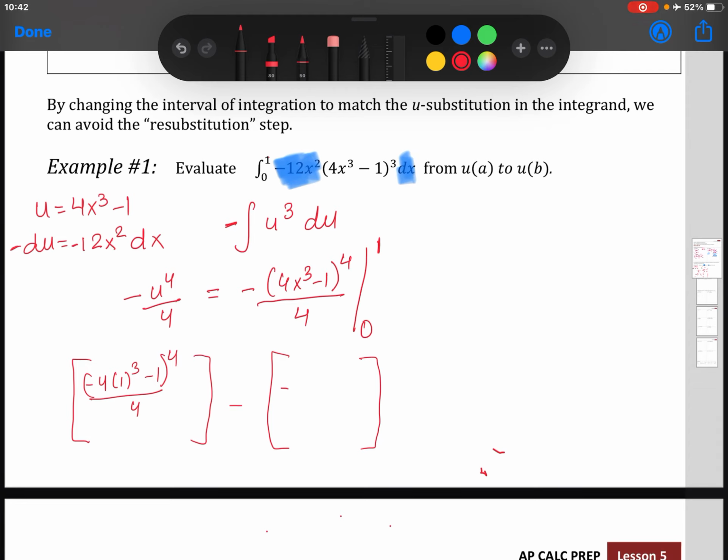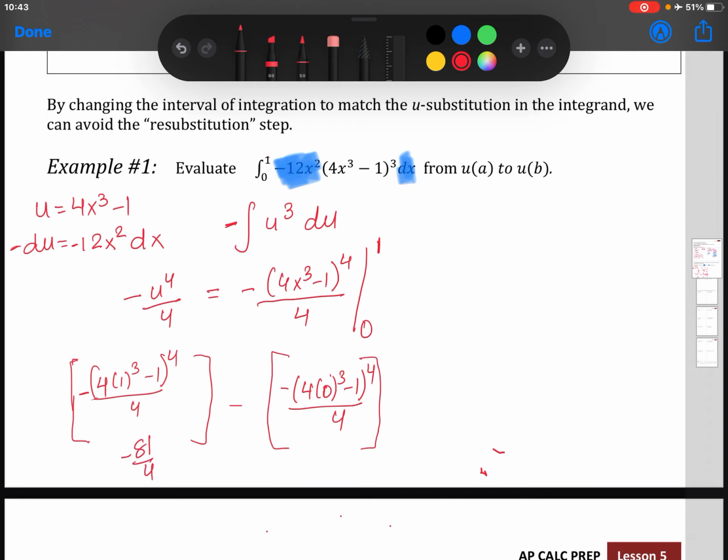And then negative, oh, the negative was not out here. So it was negative, and the 4 would be here. Okay. So this would be negative 4 times 1 cubed minus 1 to the fourth power over 4. If I simplify this, I get 1 cubed is 1, 4 times 1 is 4, 4 minus 1 is 3, 3 to the fourth power is 81, and it will be negative 81 over 4.